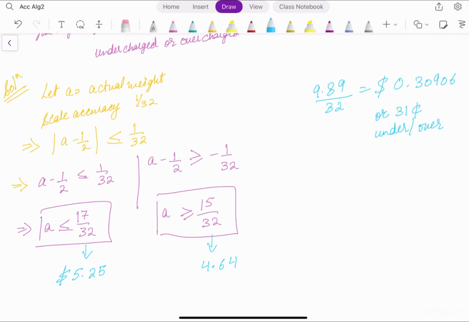So this is how you will solve all of these inequalities and non-linear equations.